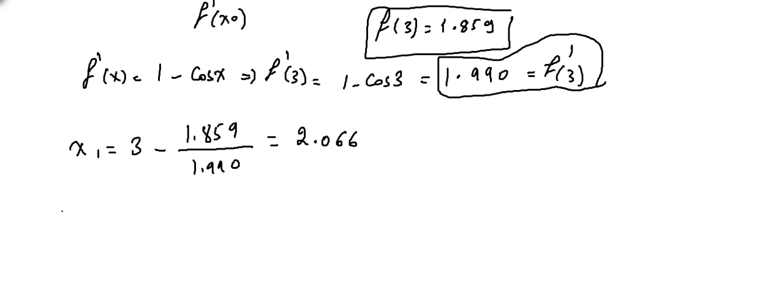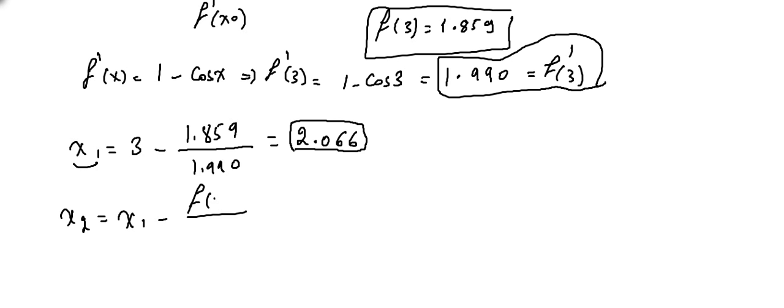Let's perform Newton's method again, because he said to perform Newton's method twice to have less error, or to move toward the correct root more than we did the first time. So the approximation of the root now is 2.066. Let's see if we can find a nearer one. So x2 is equal to x1 minus f of x1 over f prime of x1, which will be 2.066 minus f of x1.